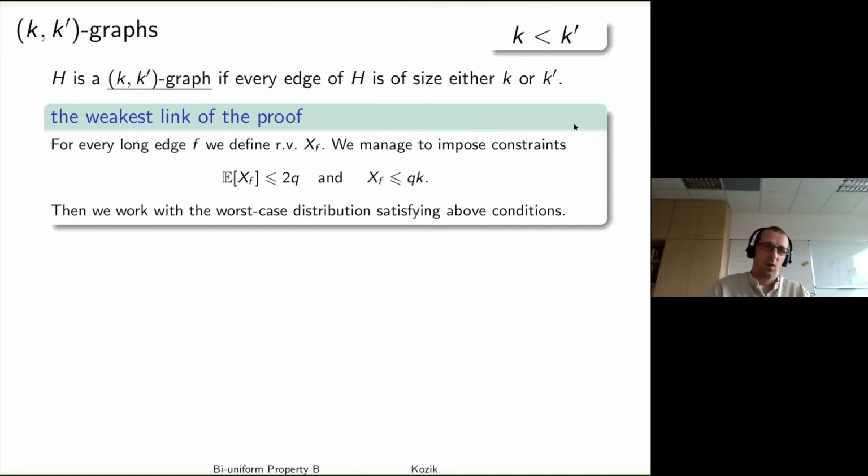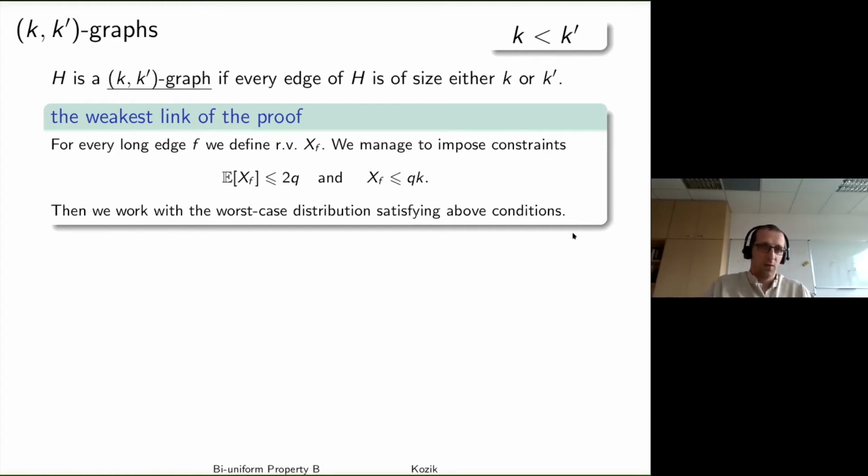So we can precisely say what is the weakest link of our proof. At some point, we considered a bunch of random variables, one for every long edge, and by some global events and other considerations, we managed to impose some constraints on distributions, very weak constraints, in fact. And we continue the proof by assuming the worst possible distribution that satisfies these constraints.